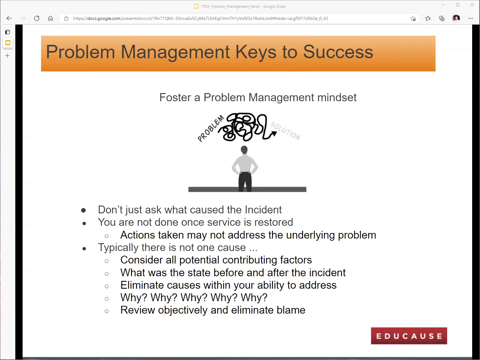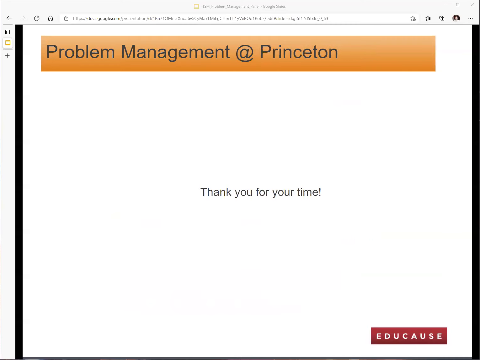And finally, another theme: be objective and eliminate blame. One of the things I was most surprised with in the problem process is people were very hesitant to participate because they didn't want to place blame on anyone. So we have to make sure that we're really objective and we're not looking to blame anyone. We're looking for process improvements and improvements to our service. So, I am done. Thank you very much for your time.